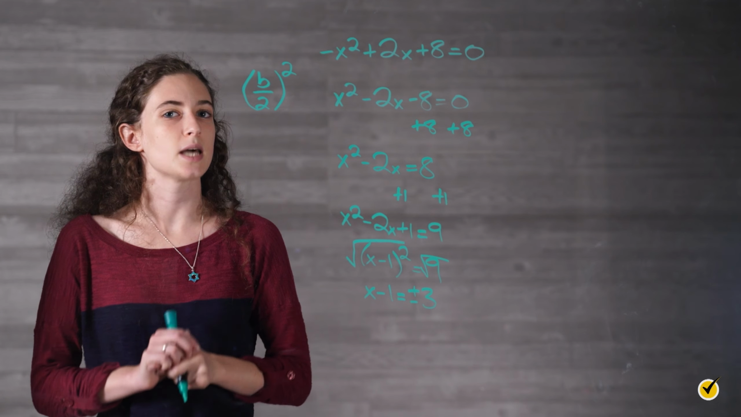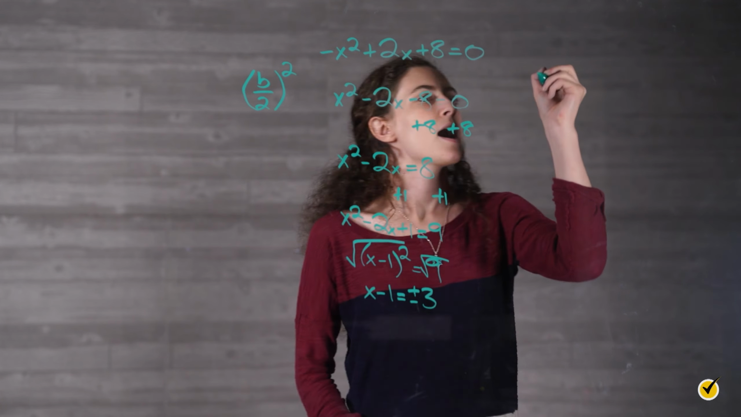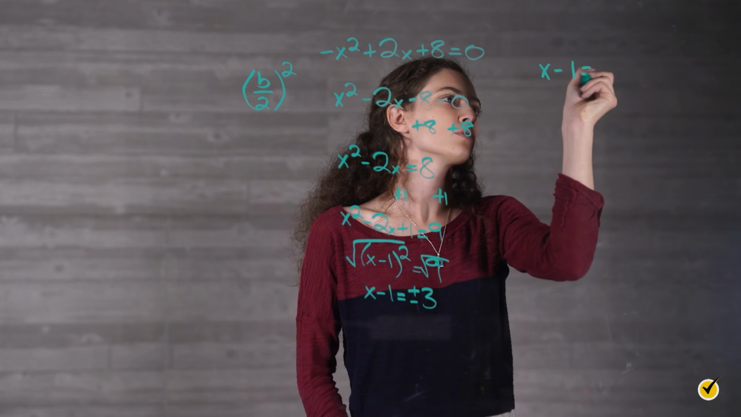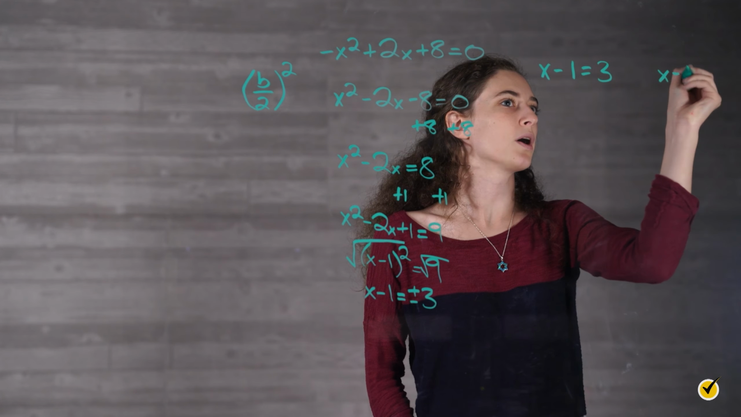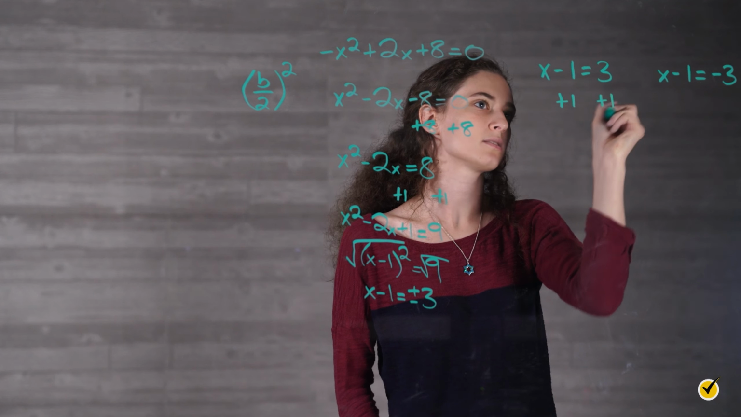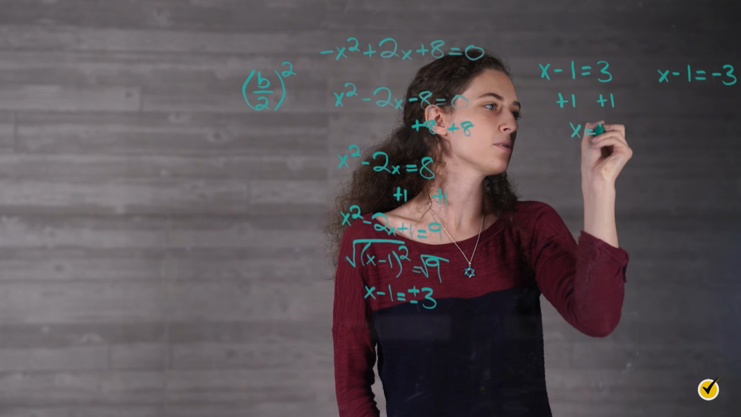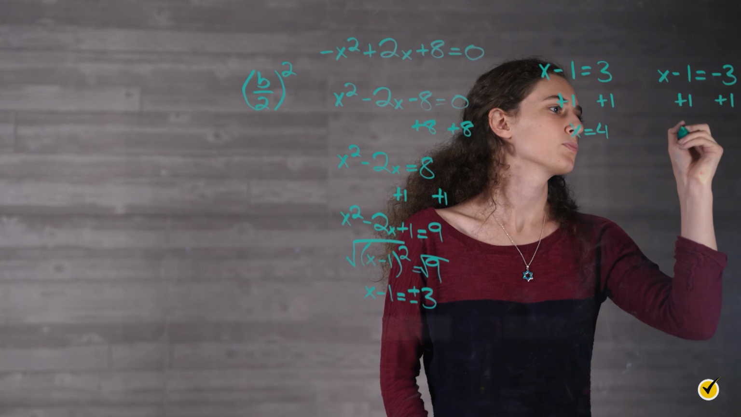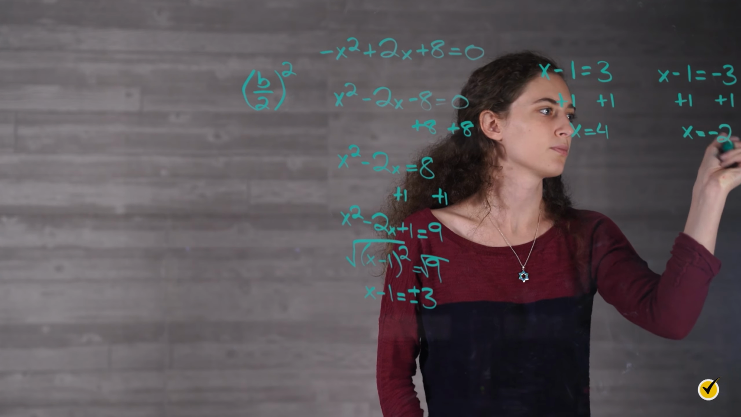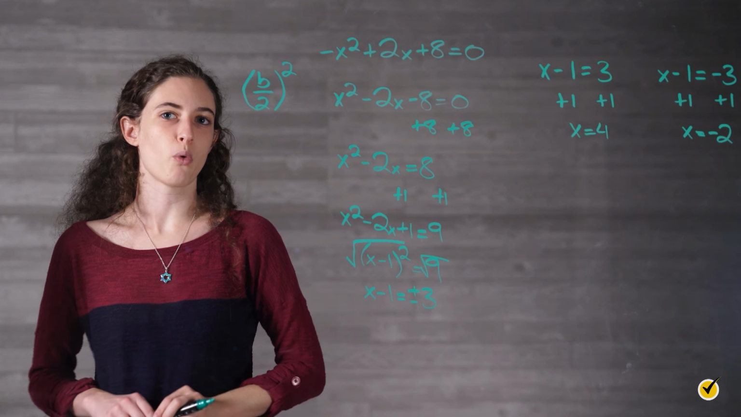Now we'll split into separate mini-equations. x minus 1 equals 3, and x minus 1 equals negative 3. We're going to solve for x over here by adding 1 to both sides, which gives us x equals 4. And here we're going to do the same, add 1 to both sides, which gives us x equals negative 2. We get the same solutions as before.